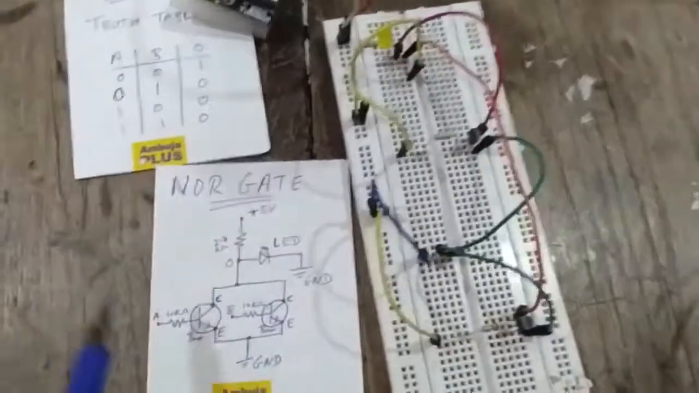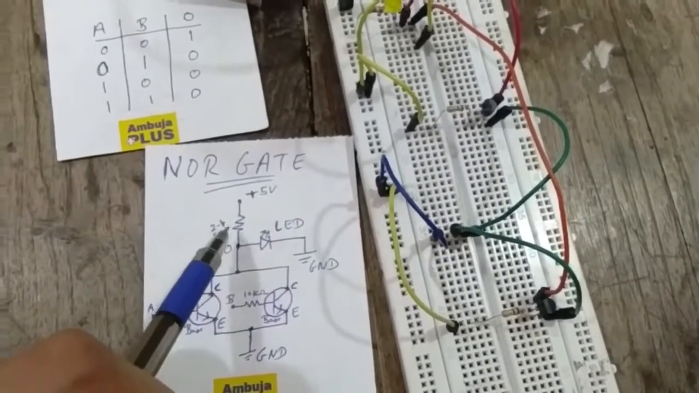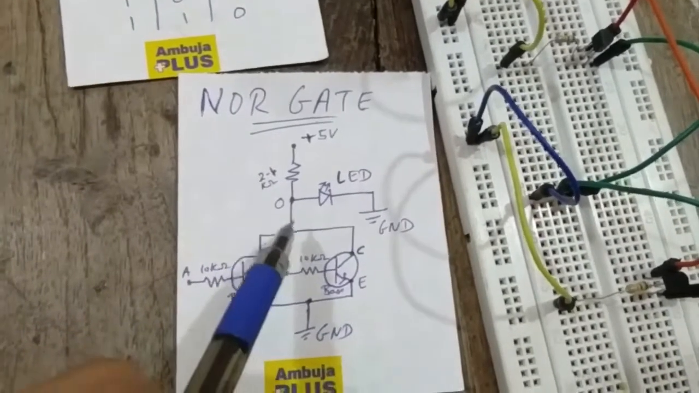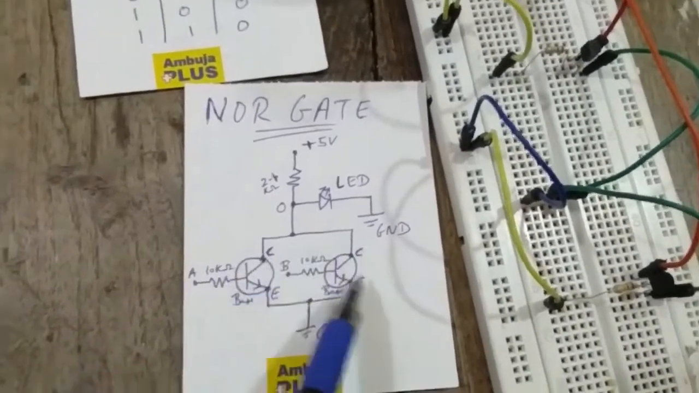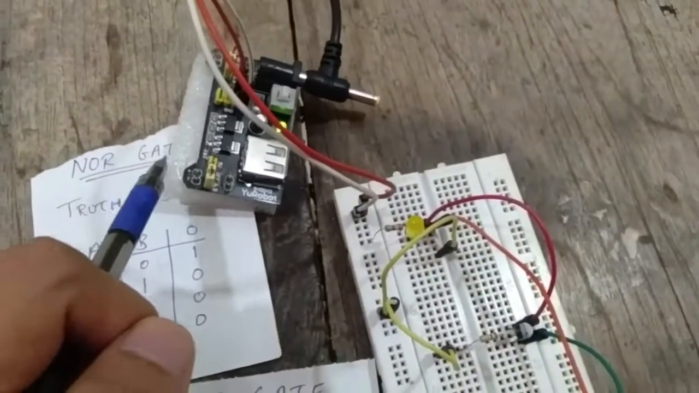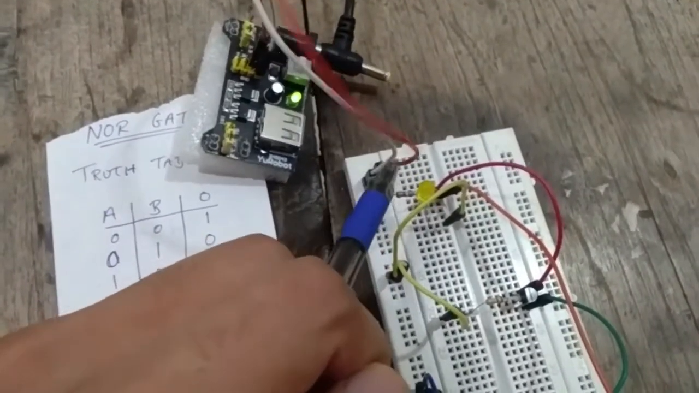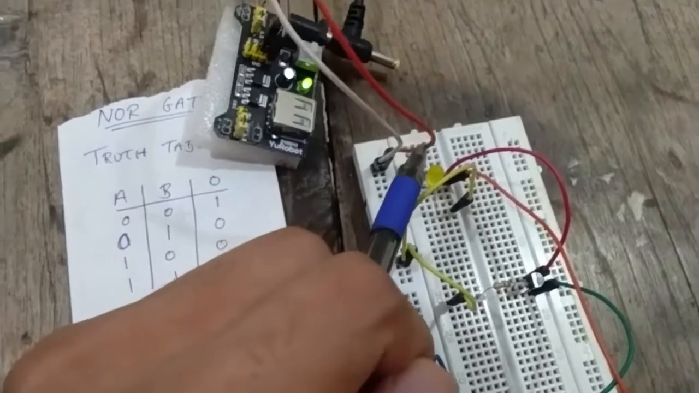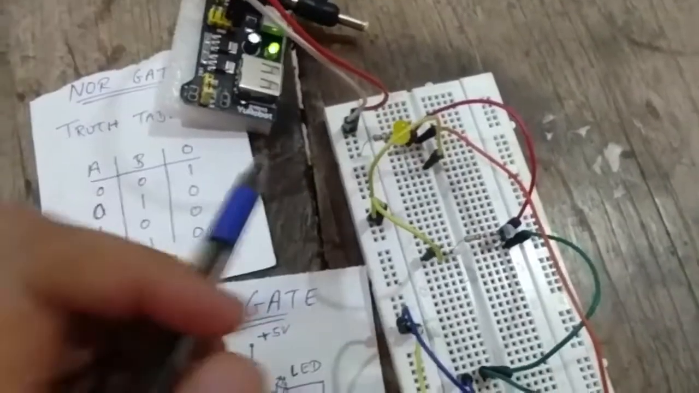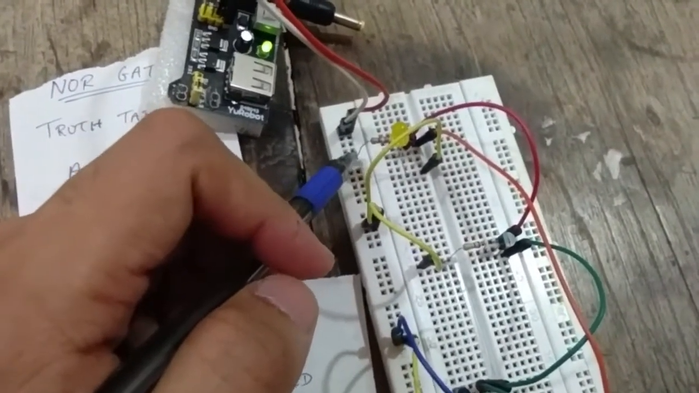So here I have taken a 5-volt input, which is connected to a 2 kilo ohm or 4 kilo ohm resistor, which is then connected to the collector terminals of both the transistors. Here I have taken a power supply which supplies 5 volts to this breadboard. The right side, which is connected with this red wire, provides plus 5 volts, and this white wire is the ground. So here you can see this red wire is connected with a resistor here.